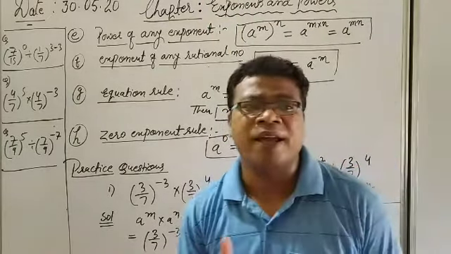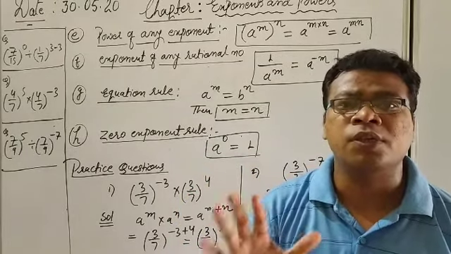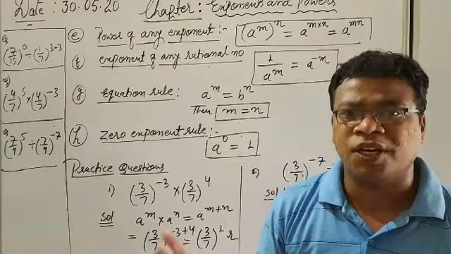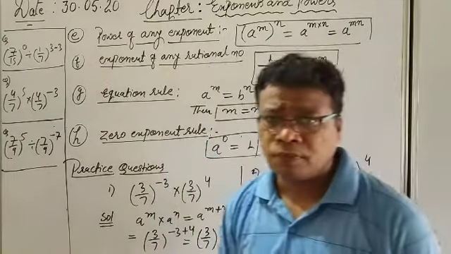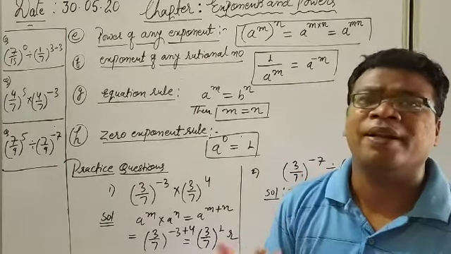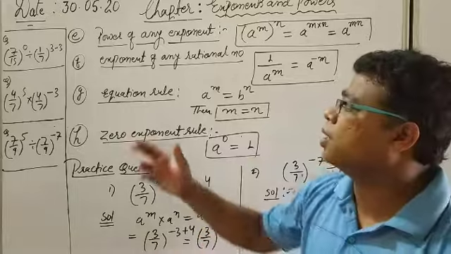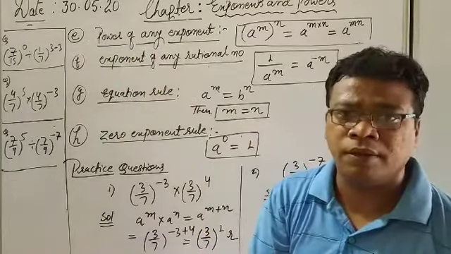In my last lecture, I told you 4 rules, and again we are starting in the same fashion. Today we are discussing the 5th rule. One by one we will see what the rules are, and after that we can directly apply them to the questions. Rule number 5 is saying: power of any exponent.